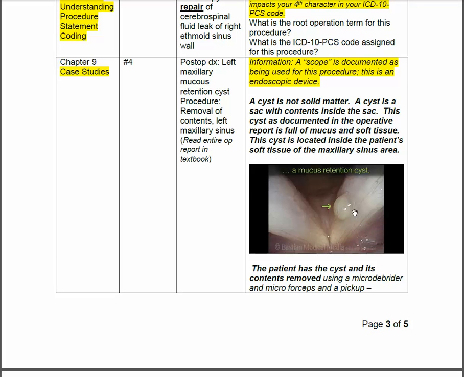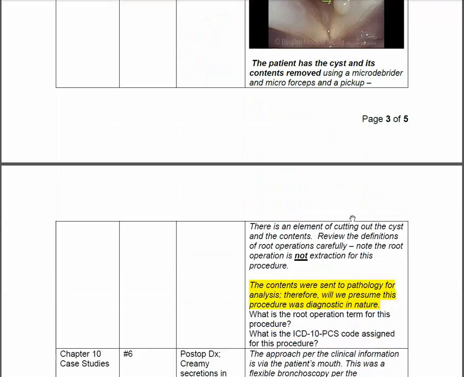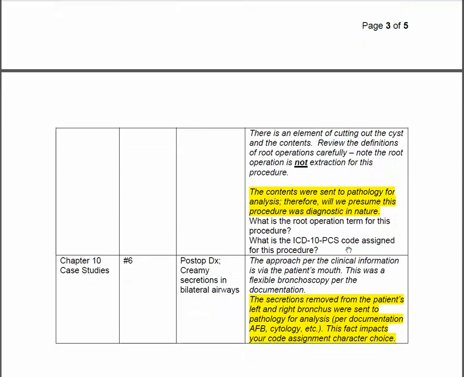similar to when we remove a polyp, which is also not a solid matter, of a patient's colon. The same idea, just a different place in anatomy. And we are going to presume, since the contents were sent for analysis, that we are going to go with that, because he used that word analysis, that this is diagnostic in nature. This procedure is diagnostic in nature.